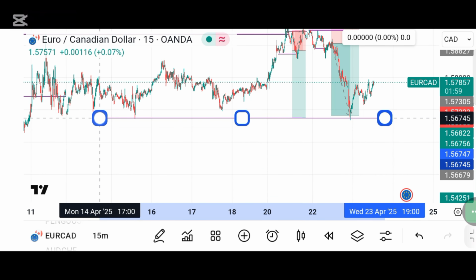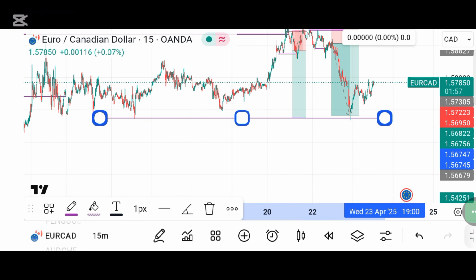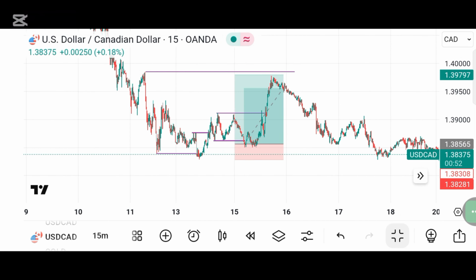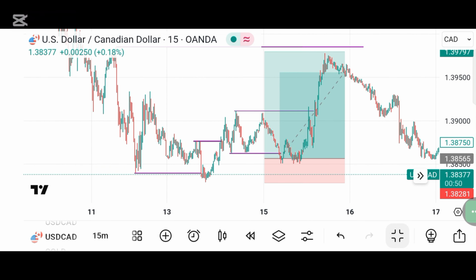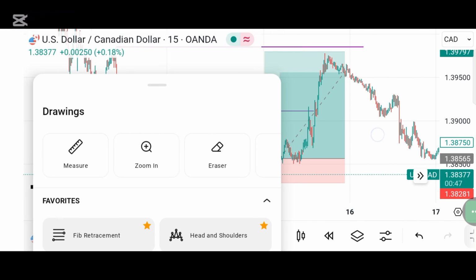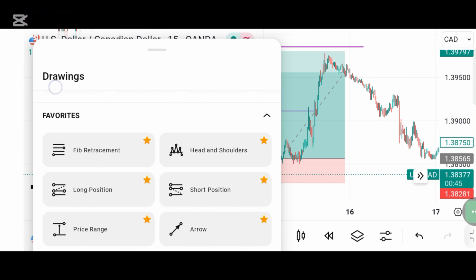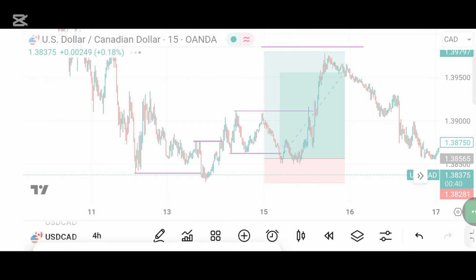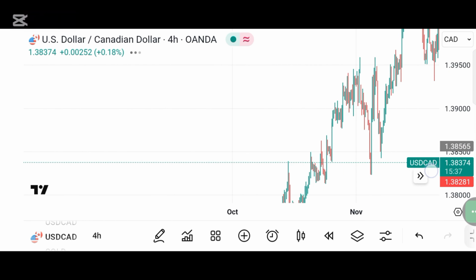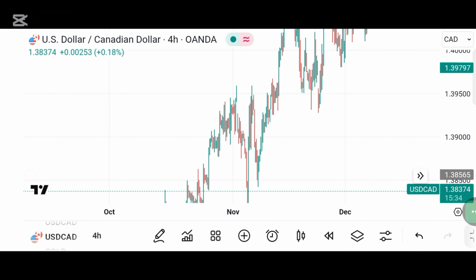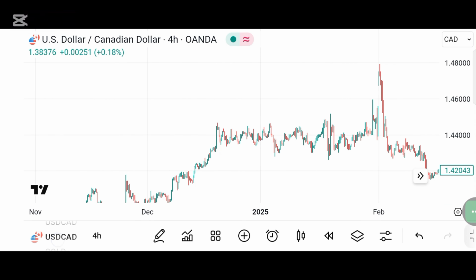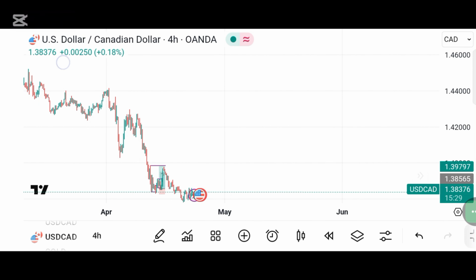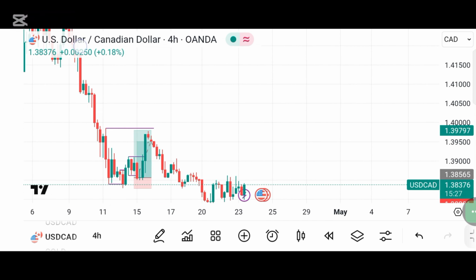So let me take you to another example too on USD card. So this is USD card, and if you see what USD card did here, price also took out this. Let me first of all go to the higher time frame, which we ought to use every time as our point of interest. So we check on the 4 hours here. USD card. Okay, on the 4 hours, this is what happened here.